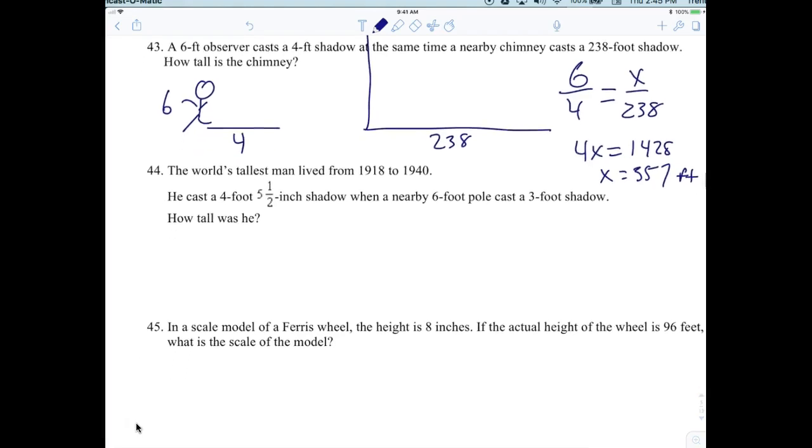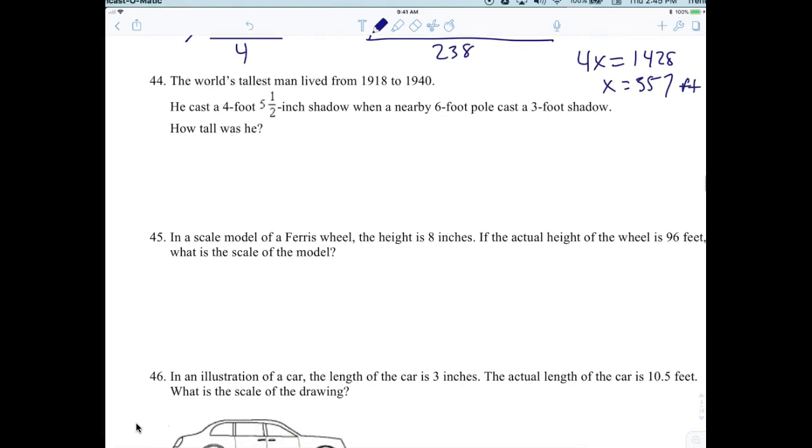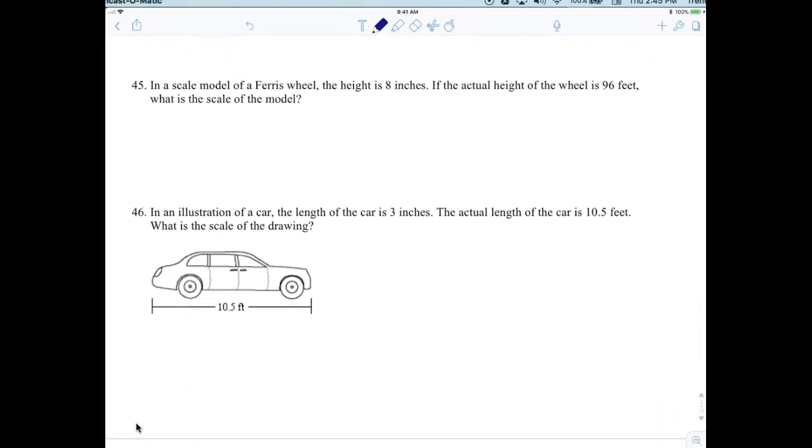Now, here we go. 44, listen to me. On the test, I didn't put feet with inches. Does everybody hear me? So what I want you to do is just put an X on number 44. And again, it's not that difficult, but I don't want to introduce something like that. Hold on a minute. All right. So number 45, it says, in a scale model, the height is 8 inches.